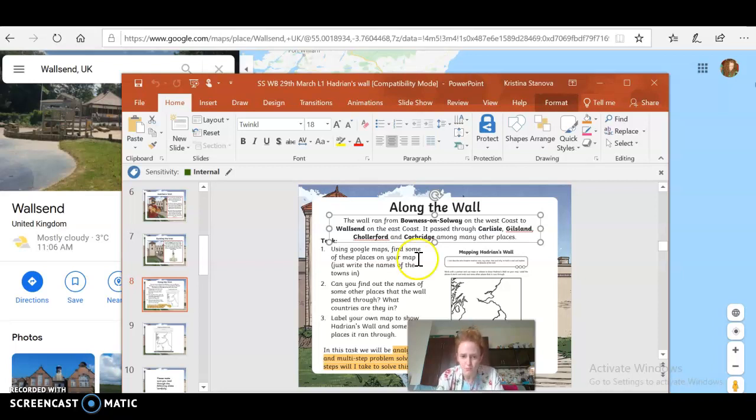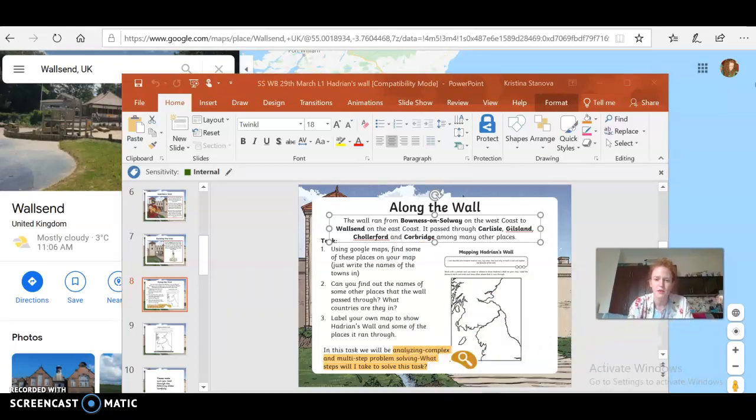So just look at these. Let me move my video. Just look these up on Google Maps to have an idea what are the places the actual wall ran through, okay? Right.